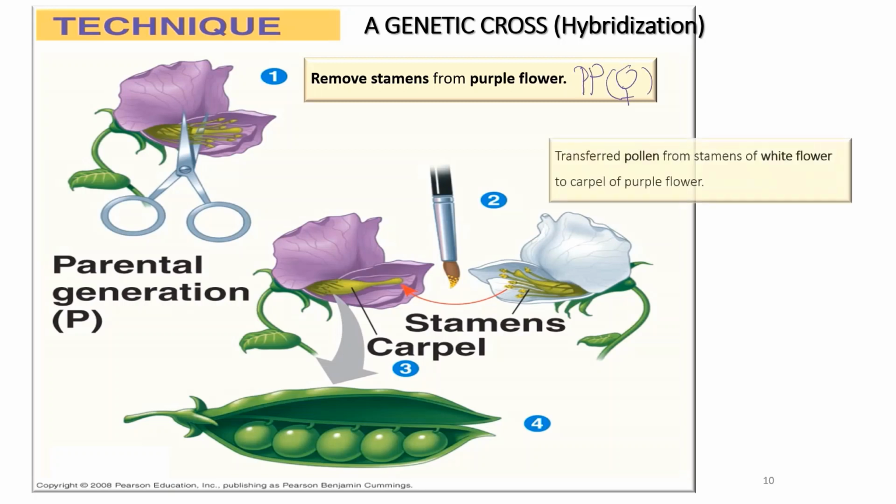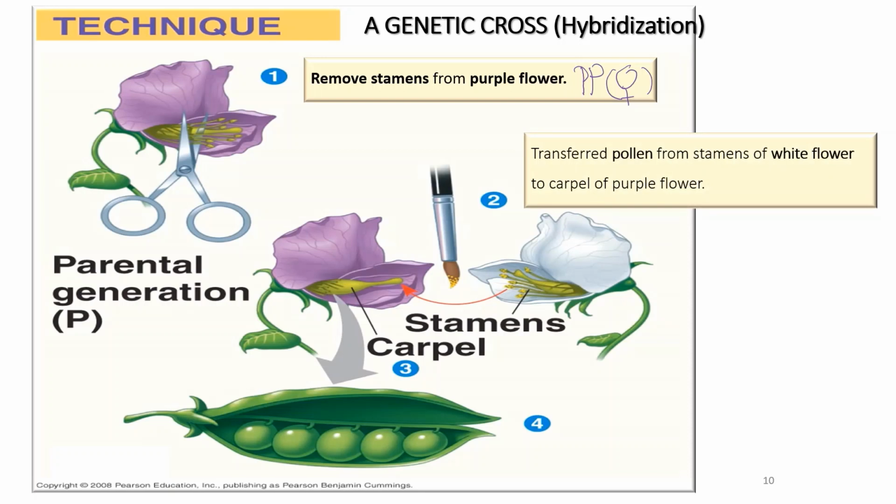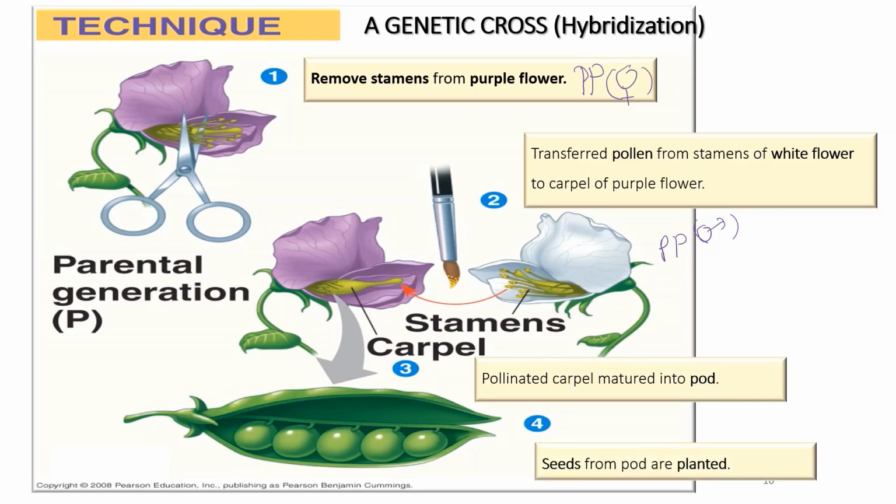Second, transfer pollen from the stamen of the white flower to the carpel of the purple flower. So this means the white flower plant will become the male parent with the genotype homozygous recessive, small p, small p. So this is the male parent. Next, the pollinated carpel then matures into a pod. Next, seeds from the pod are planted.